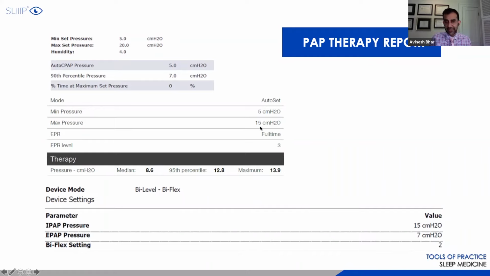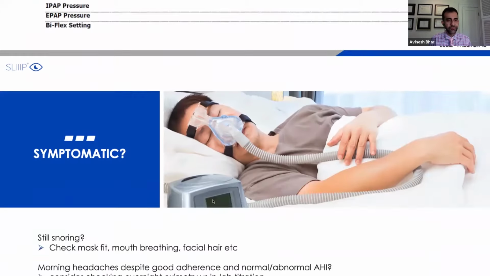It's only in situations like this, when it's set to 5 to 15 and you have a 90th percentile that's 12 to 13 already, and the patient's like, well, sometimes I feel like I'm not getting enough pressure, that you may want to increase that. This one over here is what the BiPAP setting should look like. There's an IPAP and the EPAP pressure here, just to give you an idea of what that looks like on a PAP therapy report. So these are 3 separate reports. It's not all the same report, by the way.